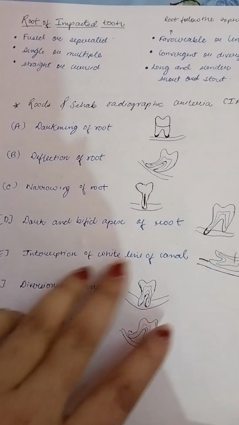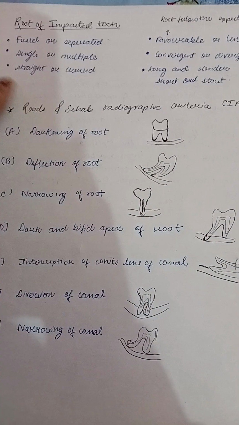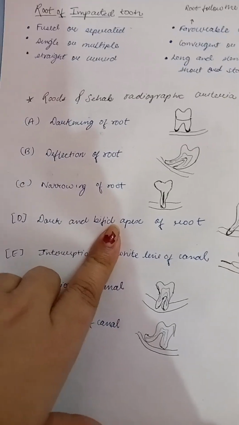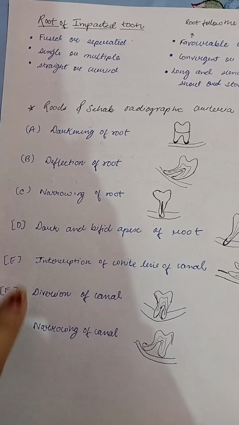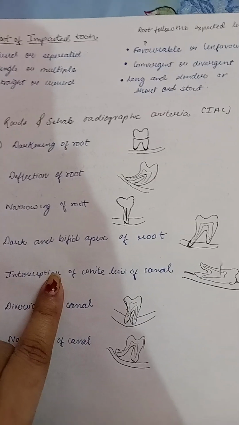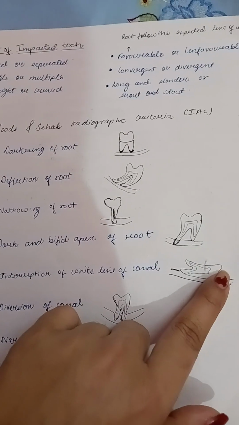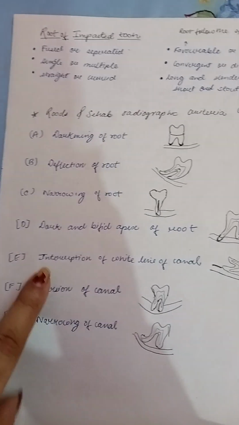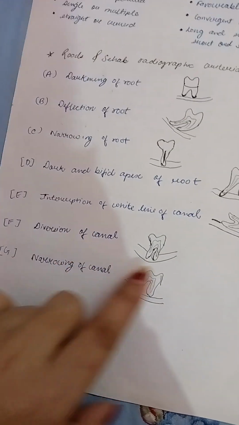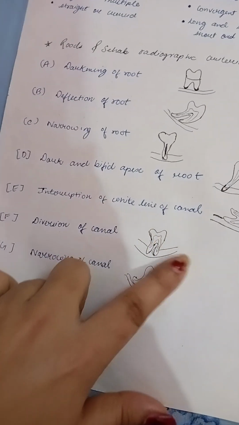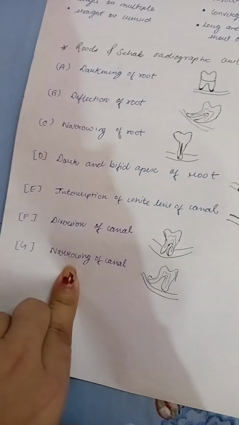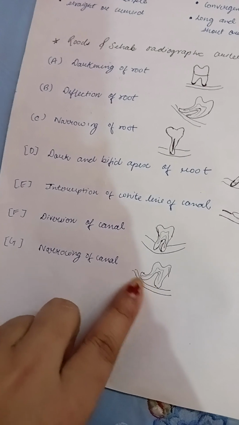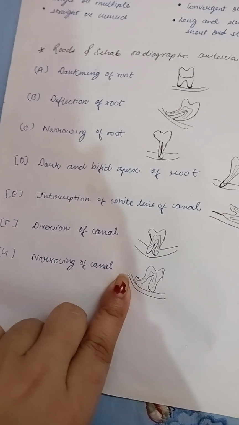Now E is interruption of white line of canal. From A to D, it is all about the root of the mandibular molar, and from E, F, G, it is about the canal. If there is interruption of the white line of canal, this line has been interrupted, mainly in horizontal cases, then it is E. Then diversion of canal, we can see this is a diversion of canal, and then last is narrowing of canal. Here the canal is broader and now it has become narrower. This is narrowing of canal.